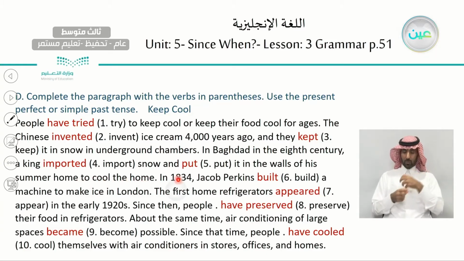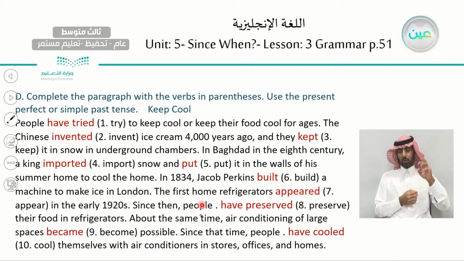In 18—here because we have a specific time, we use simple past. And here also we have time. So we also use the past simple. Jacob Perkins built a machine to make ice in London. The first home refrigerator appeared in the early 1920s.